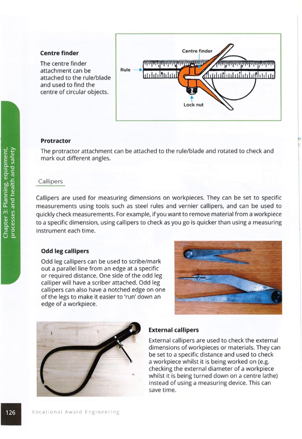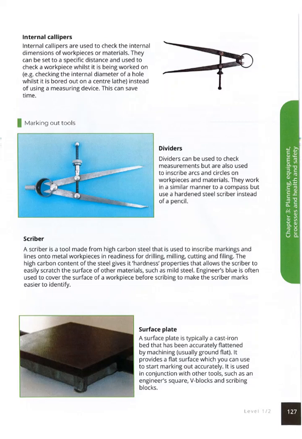Right, moving on to dividers. Dividers can be used to check measurement, but are also used to inscribe arcs and circles on workpieces and materials, again like a compass. They work in a similar manner to a compass, but use a hardened steel scriber instead of a pencil. Scriber. A scriber is a tool made from high carbon steel, so it kind of looks like a toothpick, but it's made out of high carbon steel that you use to scratch metal, to mark metal.